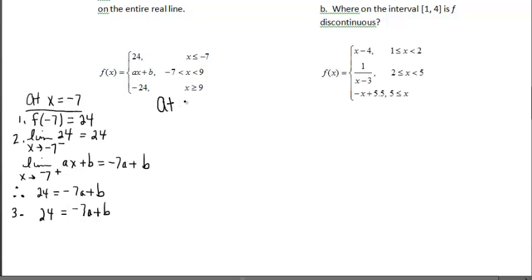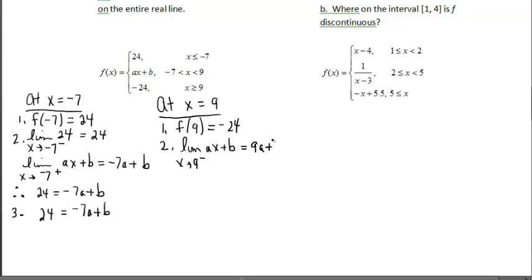So let's do the same thing at x equals 9. Let's involve the three-part continuity test. Is the function defined at 9? Yeah, well, 9 belongs to the bottom piece because that's the or equal to. So that's -24. Okay, and then let's explore the left-hand limit and the right-hand limit as x approaches 9. From the left, numbers smaller than 9 would put you on the linear piece. Remember, x is approaching 9, so where we see x, we're going to plug in 9, so I'm going to have 9a plus b.